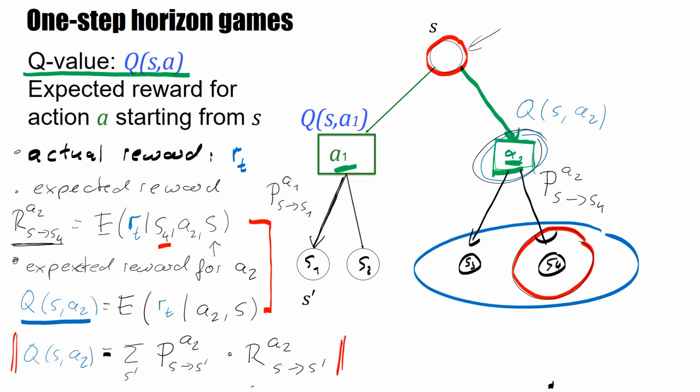So the Q value is the expected reward starting in state S, playing action A2. And if we know the mean reward for this transition, if we know the branching ratio, then we can calculate this Q value.